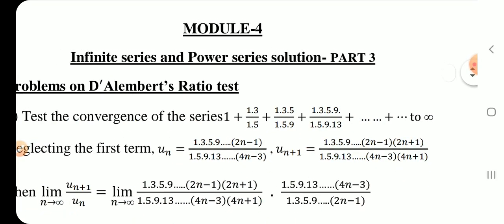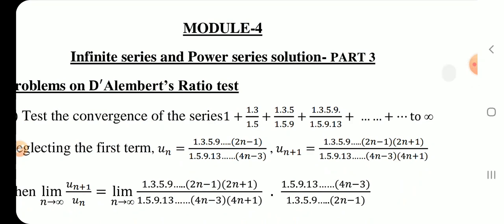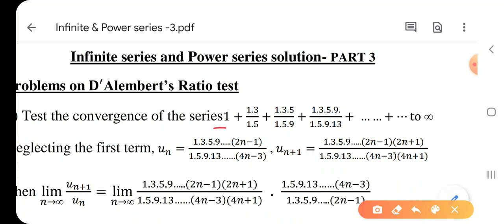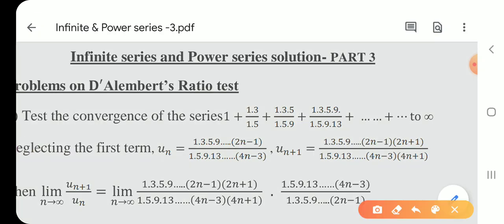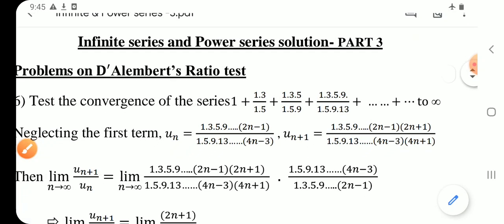Test the convergence of the series 1 plus 1 into 3 by 1 into 5, 1 into 3 into 5 by 1 into 5 into 9, 1 into 3 into 5 into 7 by 1 into 5 into 9 into 13. Make this correction, it is 7, not 9, it is a typing error. So to begin with the problem, we need to find the nth term first.